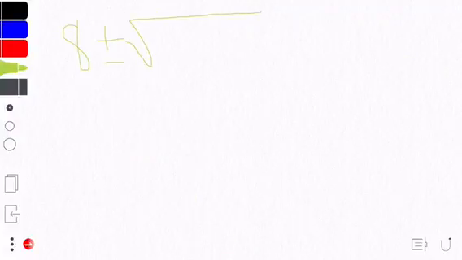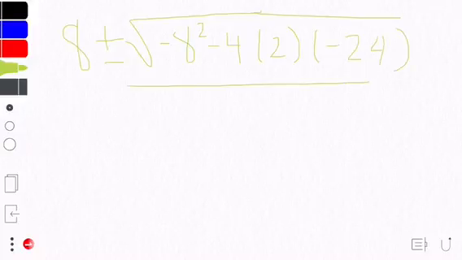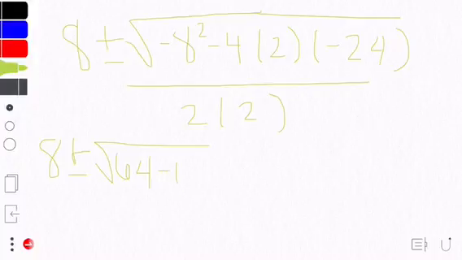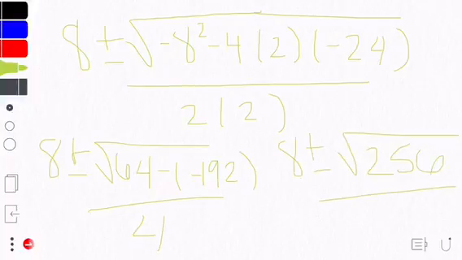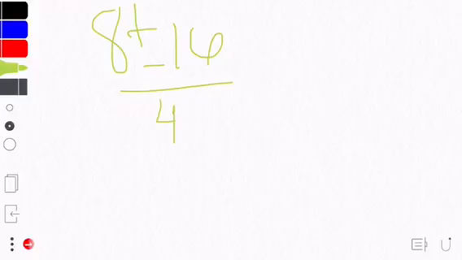8 plus or minus the square root of negative 8 squared minus 4 times 2 times negative 24, all over 2 times 2. From this you get 8 plus or minus the square root of 64 minus a negative 192, all over 4. Then you get 8 plus or minus the square root of 256 over 4. This comes out to be 8 plus or minus 16 over 4.